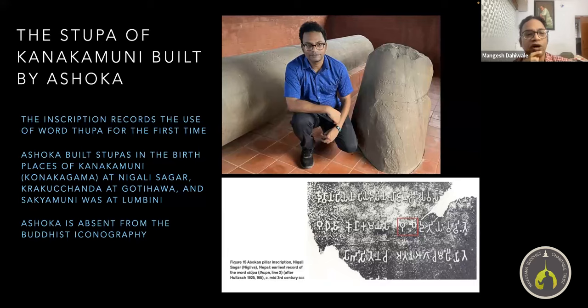And also Ashoka erected one stupa in Gotihawa, just nearby that place, dedicated to the previous Buddha, Krakuchanda. And we know now that he also built a stupa and erected an Ashokan pillar there in Lumbini. But remarkably, when he did all these things, Ashoka is conspicuous by his absence. We don't have any sculpture carved of Ashoka in the Buddhist iconography.